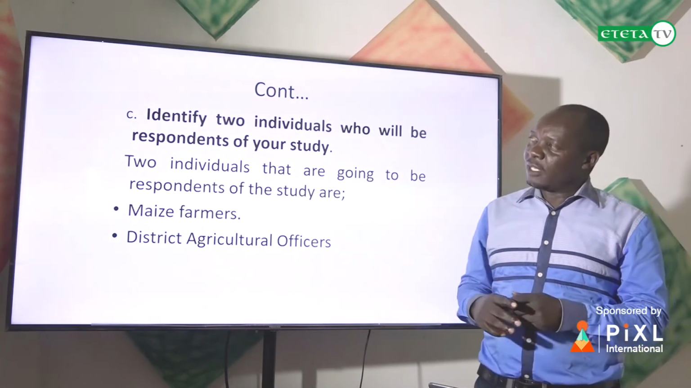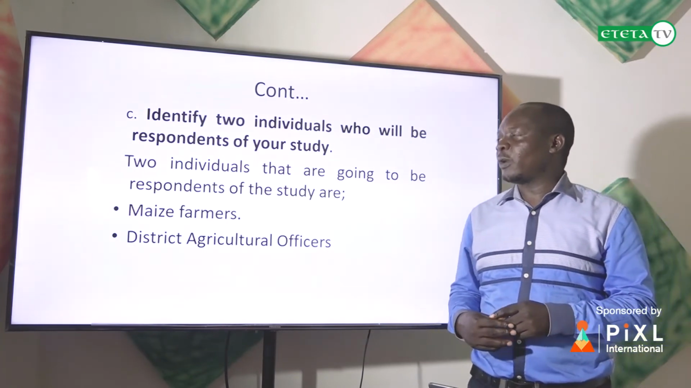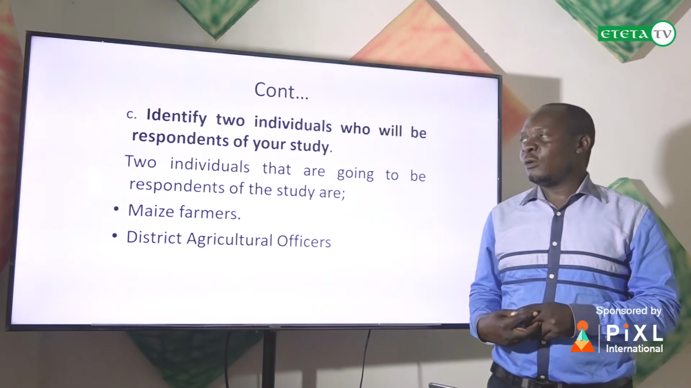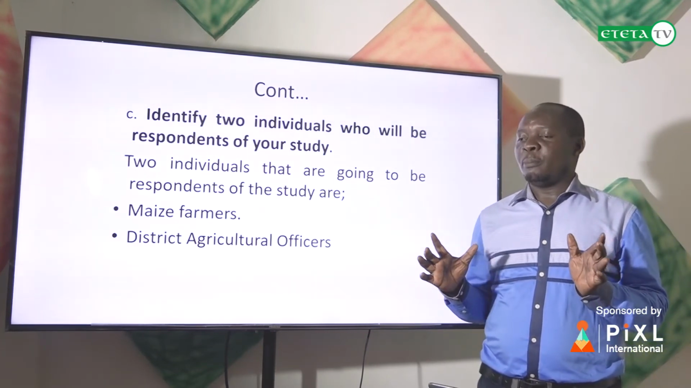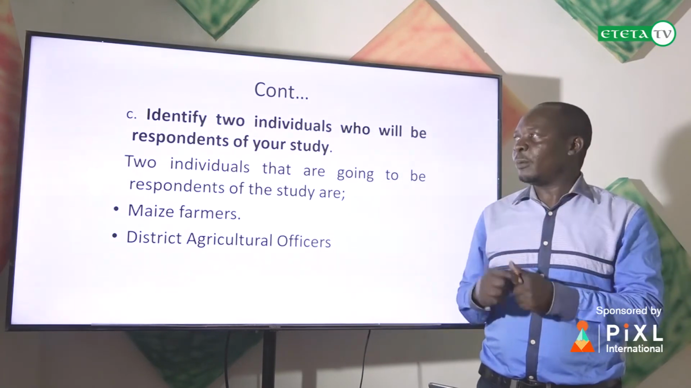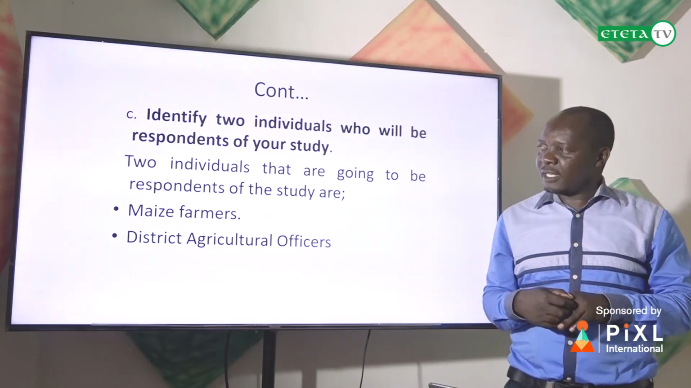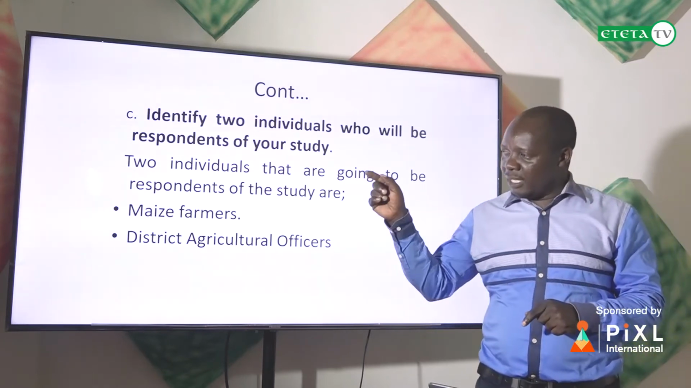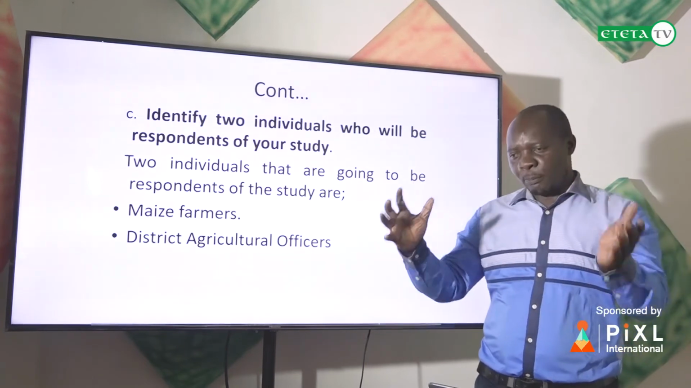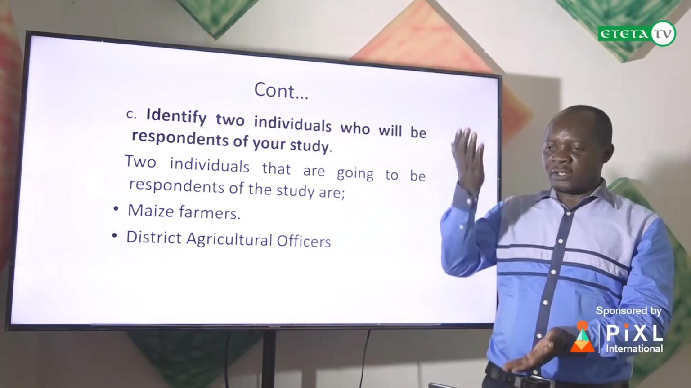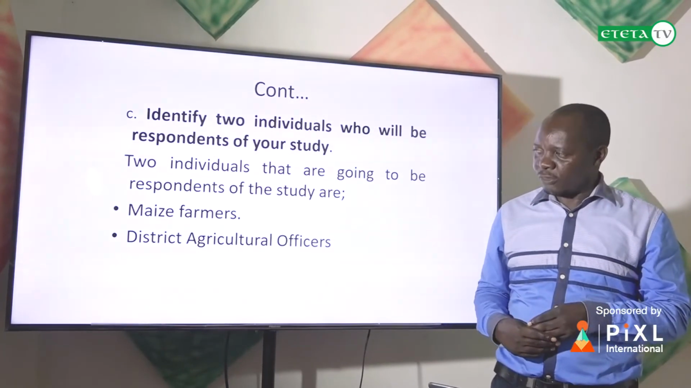Part C of the question: identify 2 individuals who will be the respondents of your study. Respondents are those people or population that the researcher is going to collect information from. So 2 individuals that are likely to be respondents of the study include, number 1, maize farmers, because the focus is to look at maize production, whether the production has increased or decreased. So automatically, the maize farmers are the respondents.